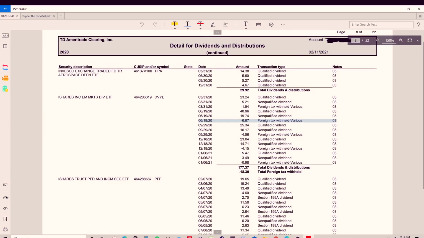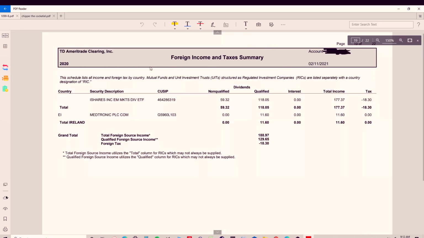Let me just jump right to it for you. Most 1099-Bs have a part where they summarize all this information if you have foreign income, because you're going to want to report your foreign income in your tax software, whether you're using TurboTax, H&R Block, whatever. You're going to want to report your total foreign dividend income and also total foreign taxes withheld. Those are the two main concepts you want to report. In this example, we had total foreign source income of $188, and that's this amount plus this amount. And of course, we had foreign taxes withheld of $18.30. This information is important, so that's why I wanted to point it out. It's going to help you fill out your tax forms as we discussed earlier in this video.